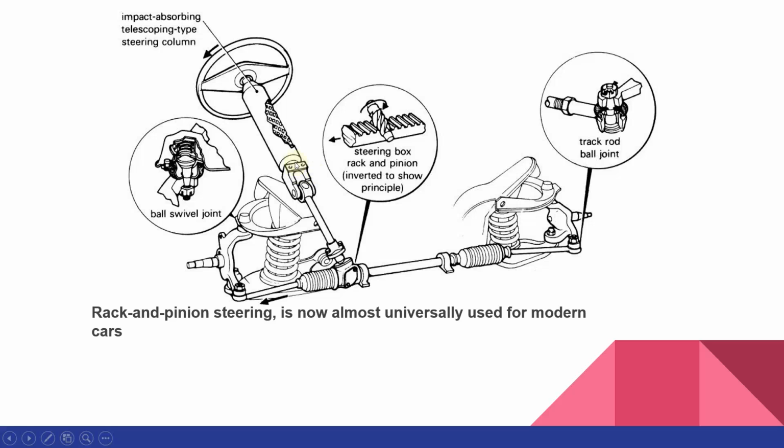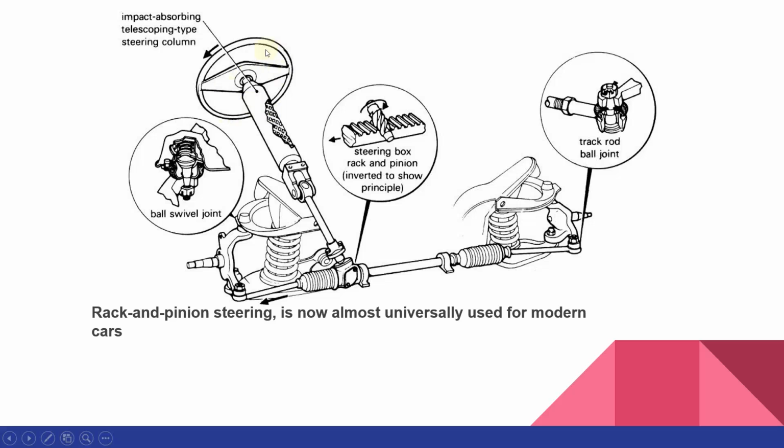We have a linkage which links the steering to the steering box mechanism, where we have the rack and the pinion gears which are mounted in contact with each other. So we have the flat gear or the rack, and we have the pinion gear. This pinion gear will be rotating, engaging with the rack gear.